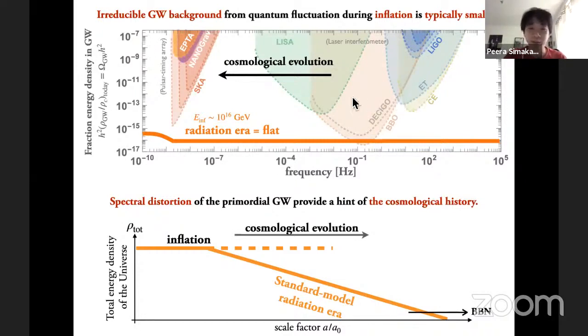And from the theoretical side, the most conservative stochastic signal that we should expect is the one coming from quantum fluctuations during inflation. As shown here in the orange curve, the amplitude of this signal is typically small, and it could be barely probed by any of the experiments in the future.